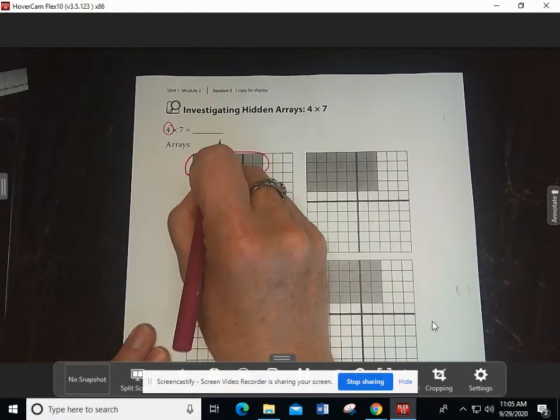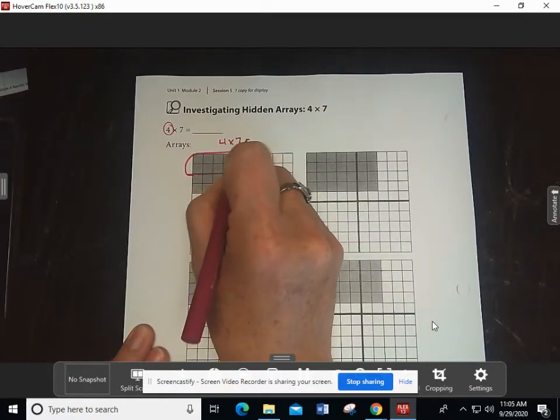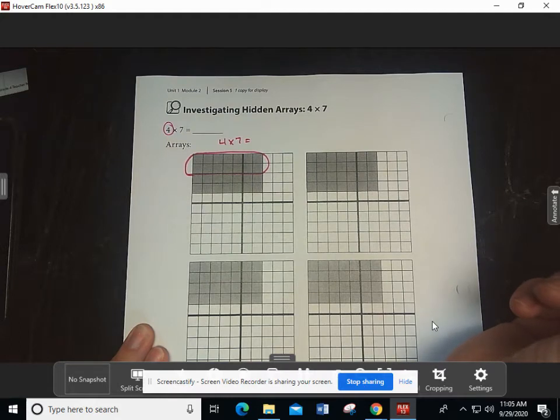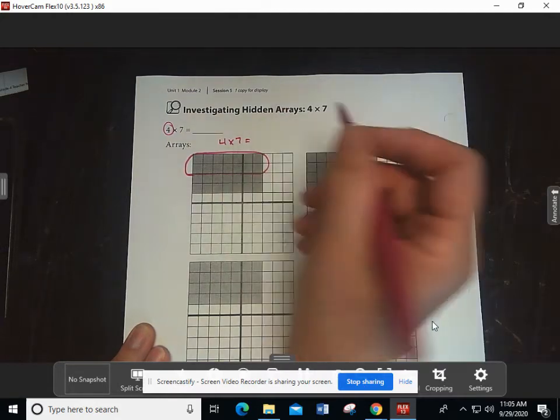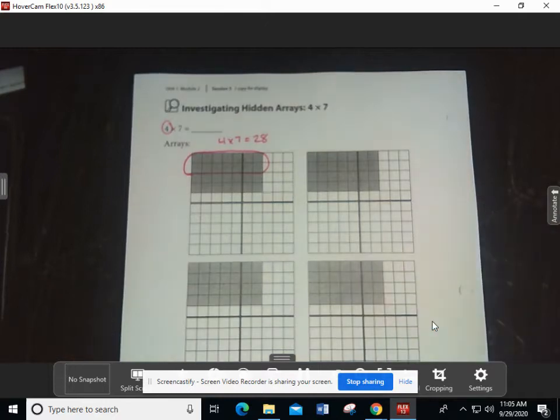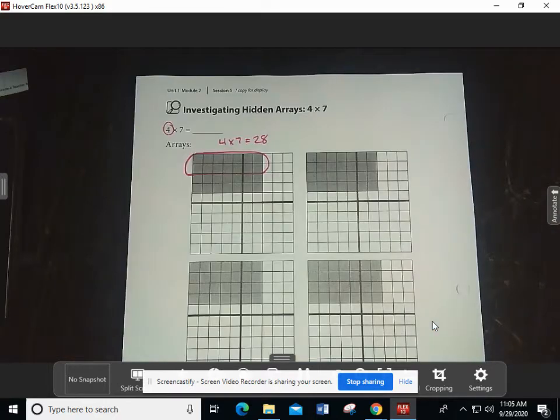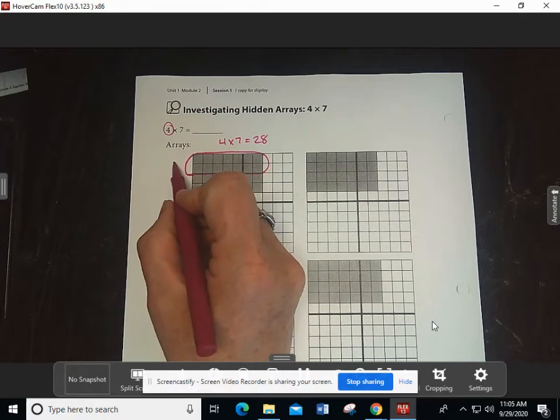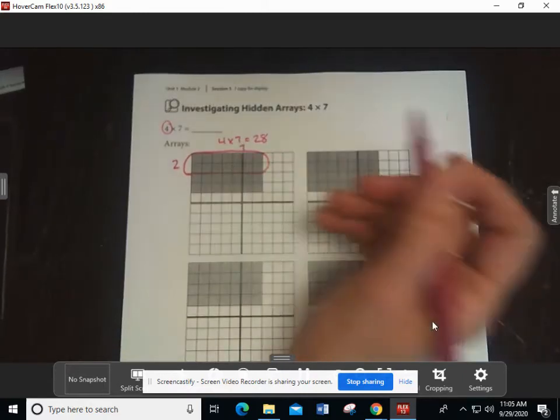We know this is a 4 by 7 array. What is 4 by 7? 4 times 7. Everybody, shout it out. 28. But no, not everybody knows 4 times 7. So if we take the 4 and divide it in half, what is the array that I circled? David? 2 by 7. It's a 2 by 7.